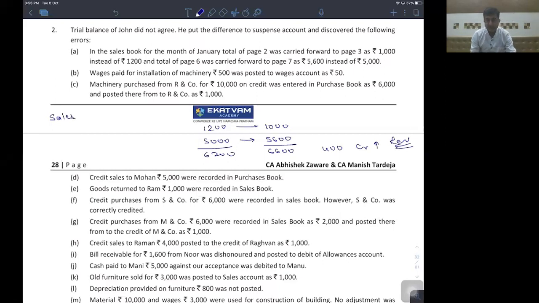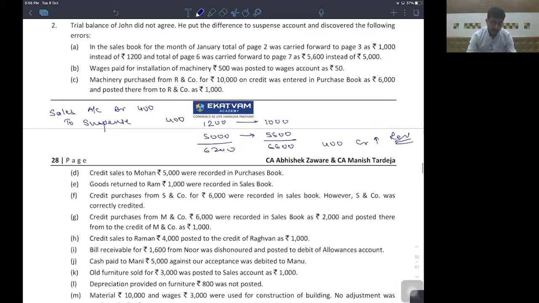What entry did I say? Sales account debit 400 to suspense account rupees 400 will be my rectifying entry. Am I right? Yes, I said it right, but I had said it through the purchase account. Well, now is that clear for everyone?